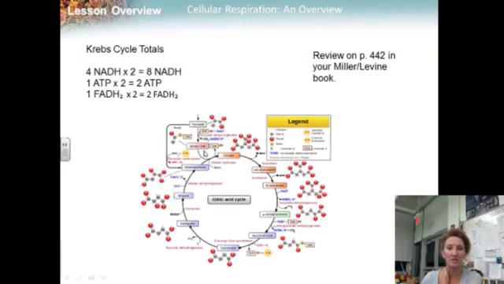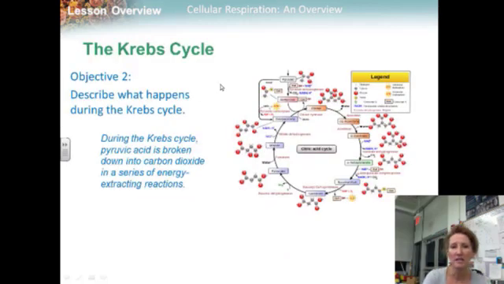So anyhow, here are the totals. Krebs cycle totals: 4 NADH in 1 times 2 is 8, 1 ATP times 2 is 2, and 1 FADH2 times 2 is 2 FADH2s. All these things get to go down to the electron transport chain. Again, more information on 442. All right, so our goal was to describe what happens during the Krebs cycle.